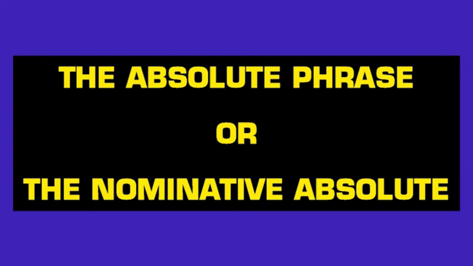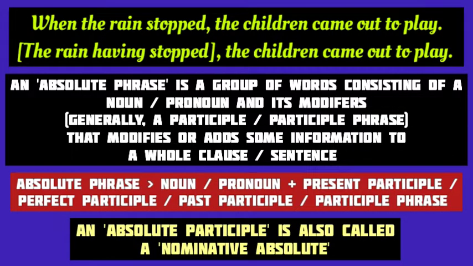Today's topic is the absolute phrase or the nominative absolute. When the rain stopped, the children came out to play. You see, there are two clauses in this sentence: when the rain stopped, and the children came out to play.